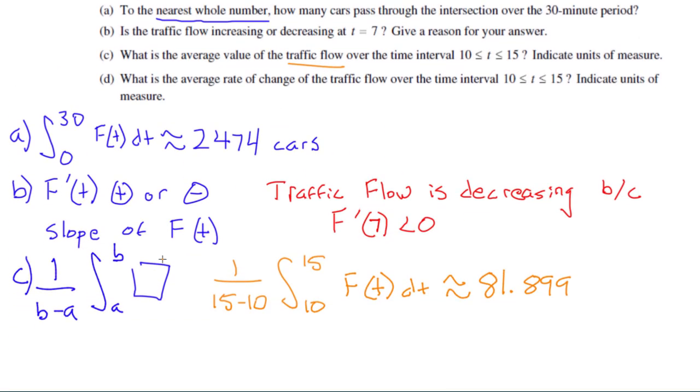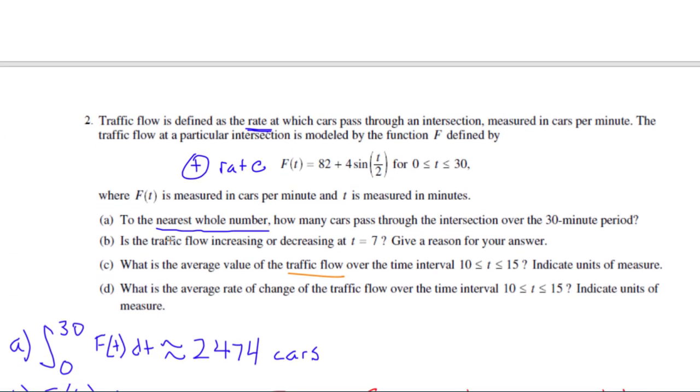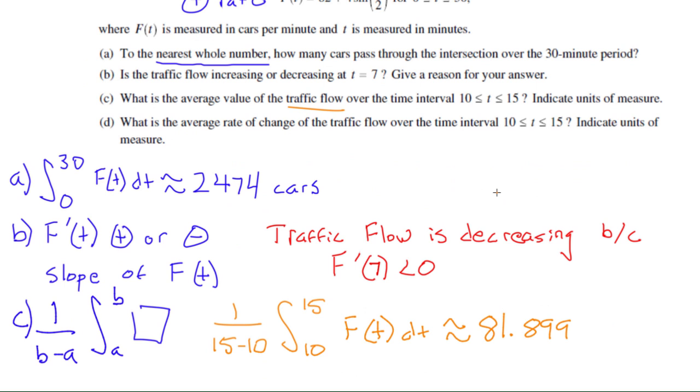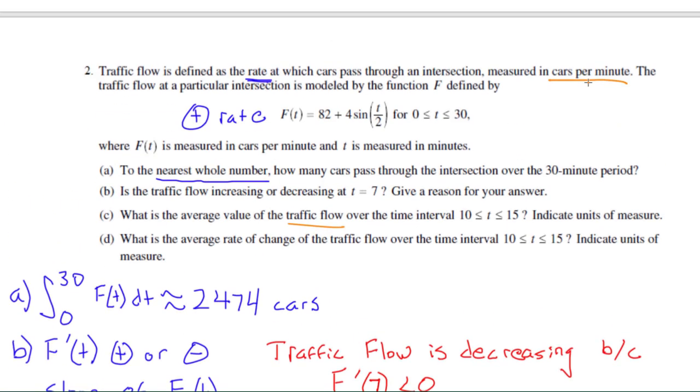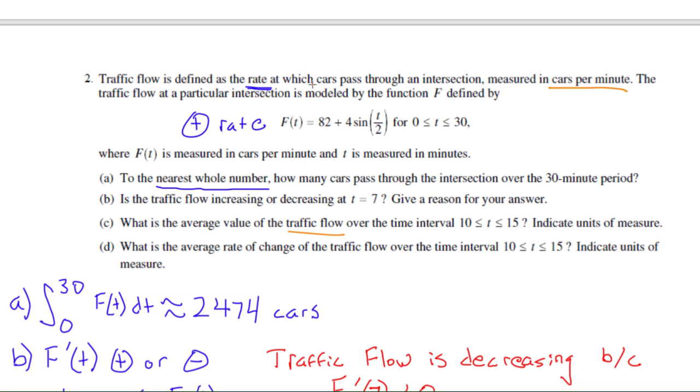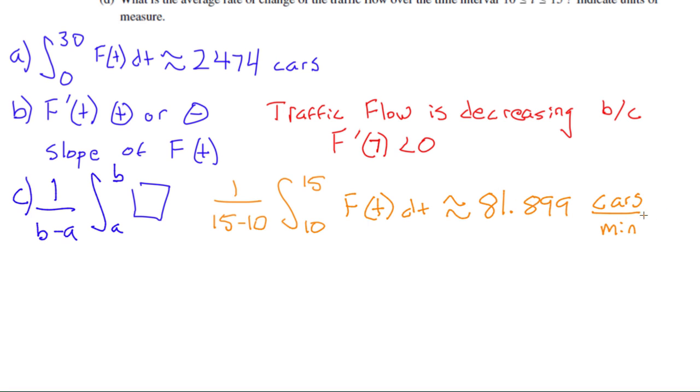If I'm talking about the average of something, the units will be whatever that something was. Atziri, can you read this off for us? Atziri got another point by saying it is cars per minute. You do need units there. The original units, because I'm talking about the original function since it's the average of the rate, and the rate was measured in cars per minute. Thank you, Atziri. All right, we're on to part D.